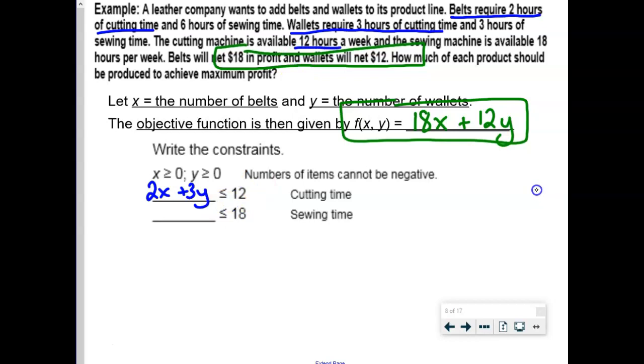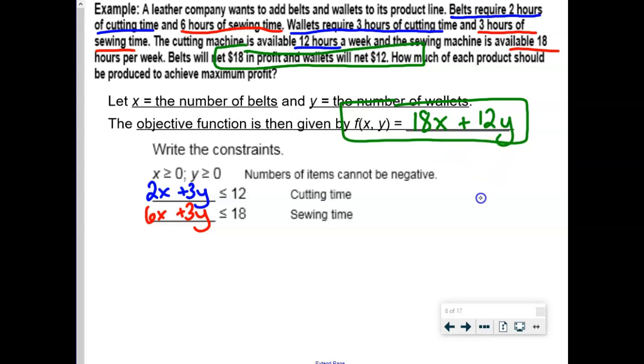So now you can set up a similar constraint because of the sewing machine limiting you. So a belt needs 6 hours of sewing time, and a wallet needs 3 hours of sewing time. And it's got an up to 18 hours thing going on here. So what did I just say? 6x plus 3y, and then it's up to 18 hours for that machine.